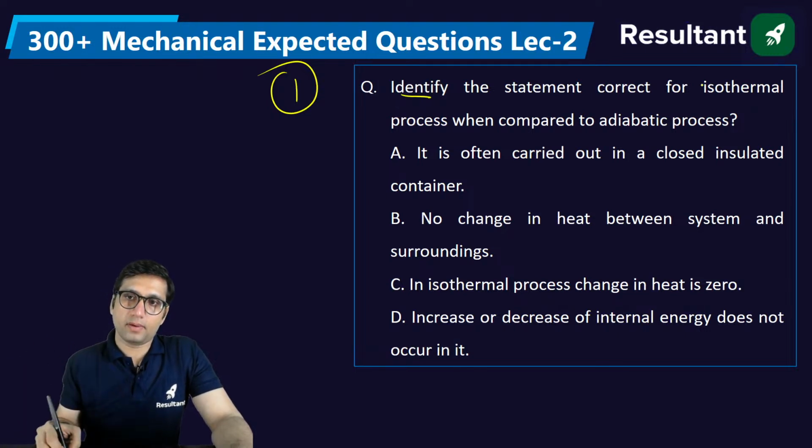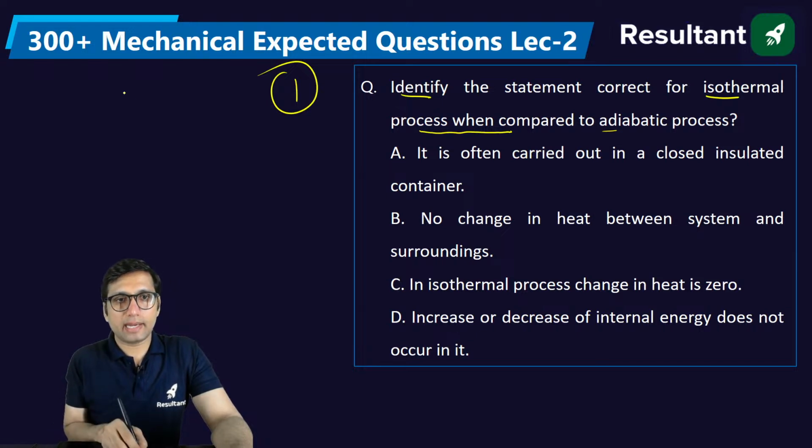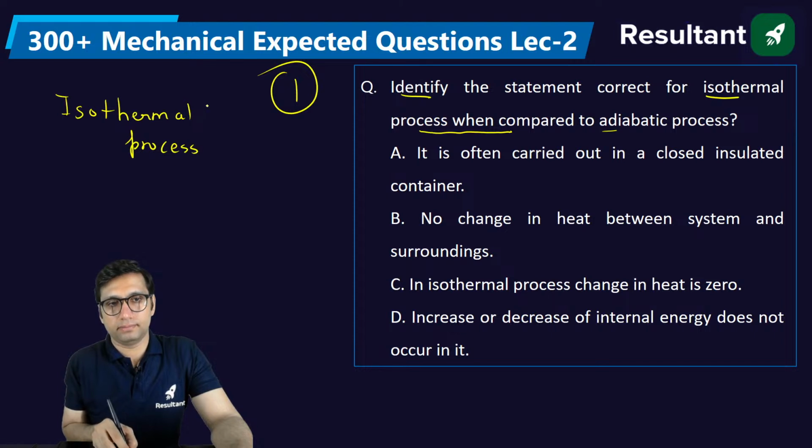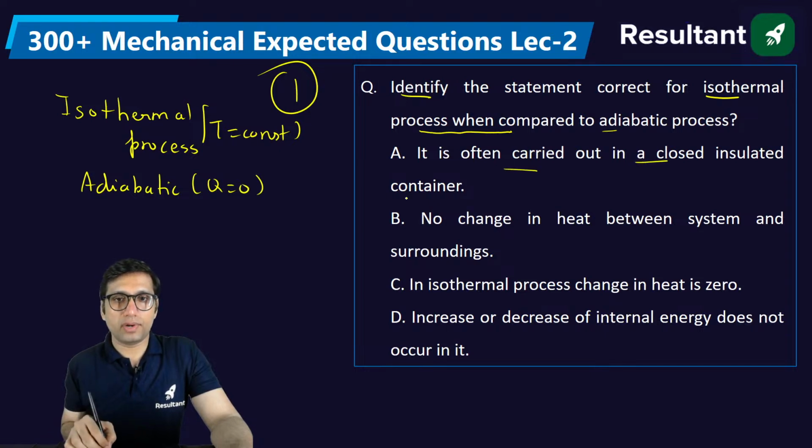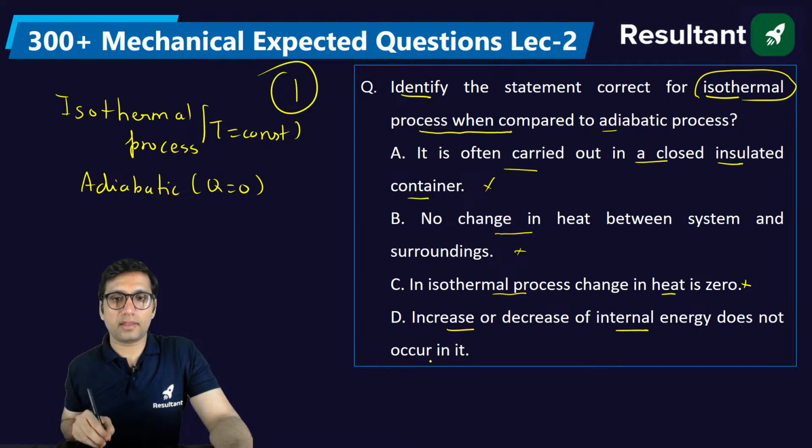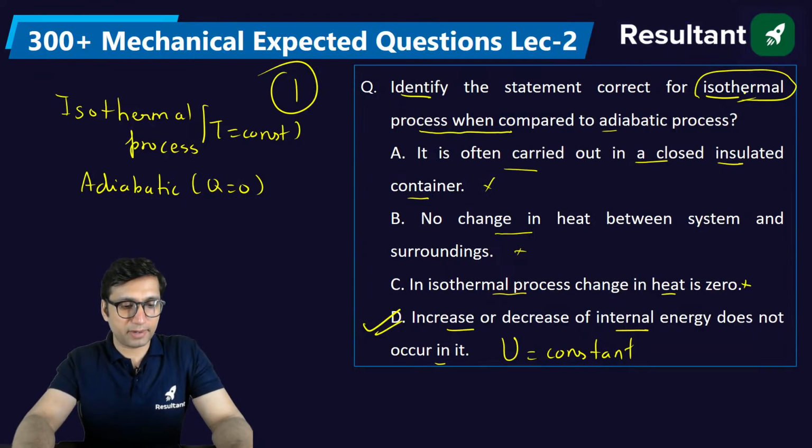Okay, the question is: the correct statement for isothermal process compared to adiabatic process. You are comparing isothermal process with respect to adiabatic. In isothermal process, your temperature will remain constant, while in the adiabatic process, there will be no heat transfer. It is often carried out in a closed insulated container. No, isothermal process does not require an insulated container, so this is wrong. No change in the heat between system and surrounding. The meaning of this statement is that in isothermal process there is no heat transfer. That is also wrong. In isothermal process, change in heat is not 0. Increase or decrease of internal energy does not occur. Yes, because internal energy remains constant for a constant temperature process as compared to adiabatic. So the right answer will be option D.